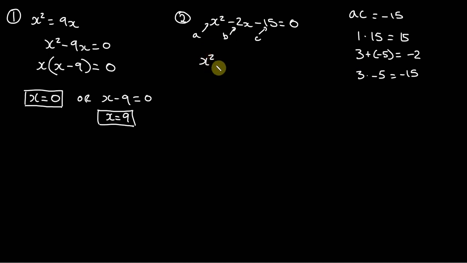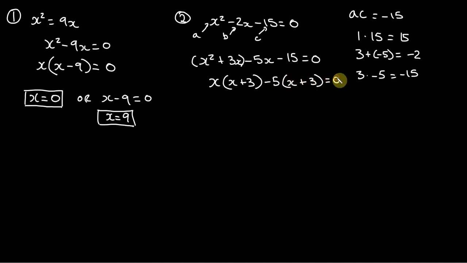We can say x squared plus 3x minus 5x minus 15, all of that set to equal 0. Now we can factor out an x from this pair of terms, and we can factor out a 5 from the next pair. So that will leave us with x plus 3, and we can say minus 5, and then that's x plus 3. Okay, all of that set to equal 0.